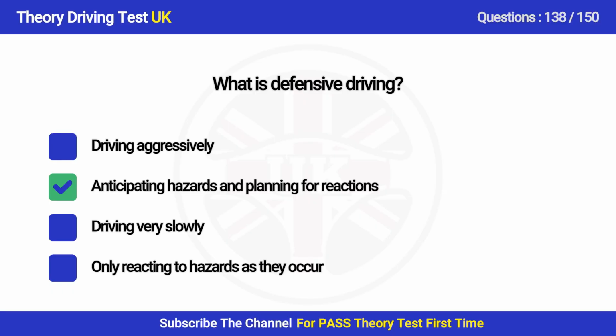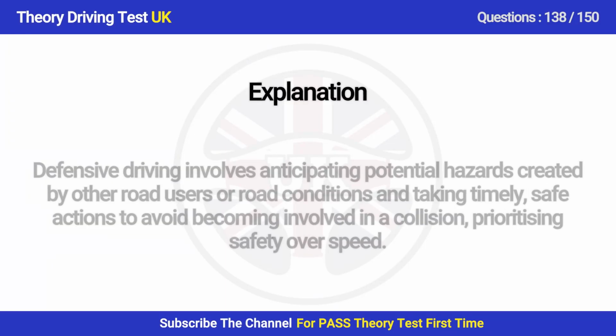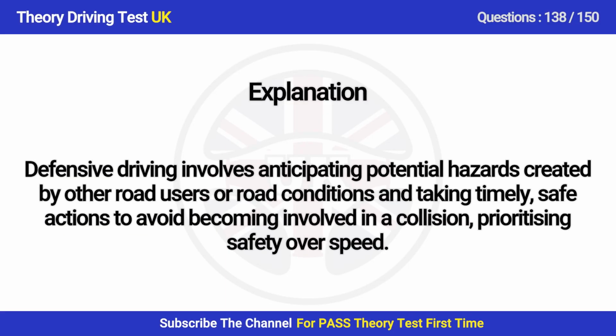Answer is B. Anticipating hazards and planning for reactions. Defensive driving involves anticipating potential hazards by other road users or road conditions, and taking timely, safe actions to avoid becoming involved in a collision, safety over speed.